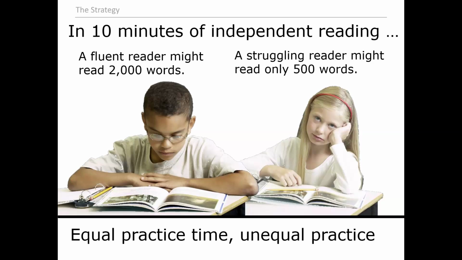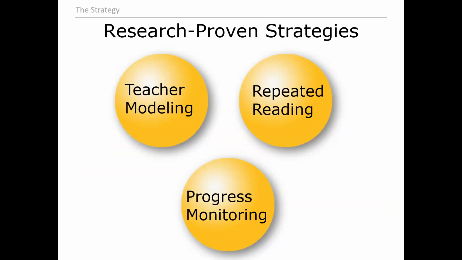So we know that practicing helps us get better, and our struggling readers are avoiding reading because it's very difficult for them or they simply can't do it. So sometimes they pick up a book that's too challenging for them just so that they can look like they're reading the same thing as everybody else. So, what do we do about that? What we do is we put together these 3 research proven strategies.